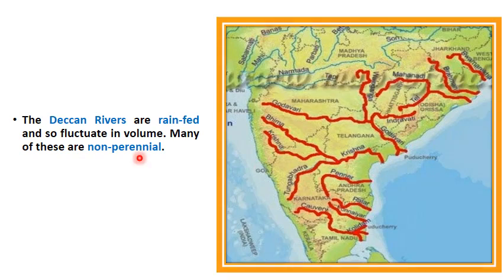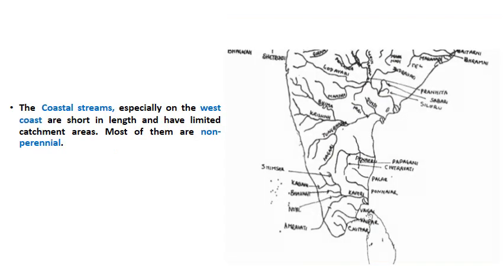The Deccan rivers are rain-fed and so fluctuate in volume. Many of these are non-perennial. That means they are there only while rains are there. Once the rainy season ends, these rivers also mostly dry up.